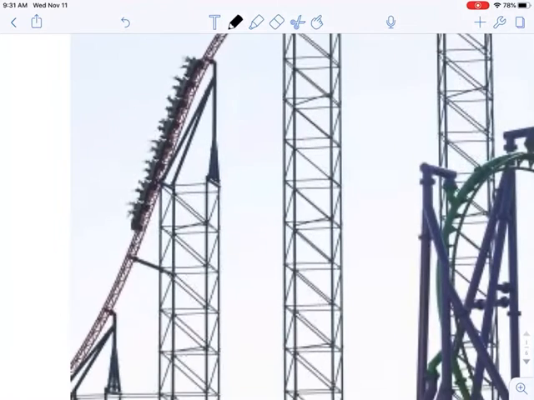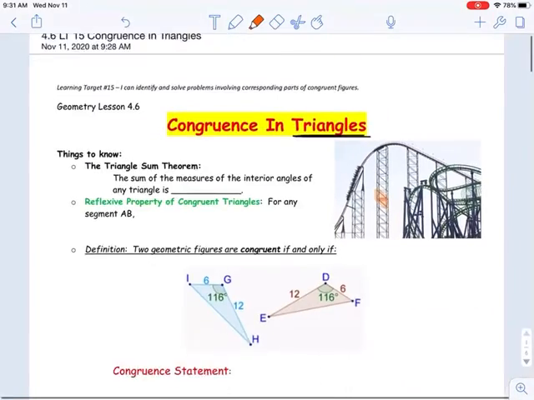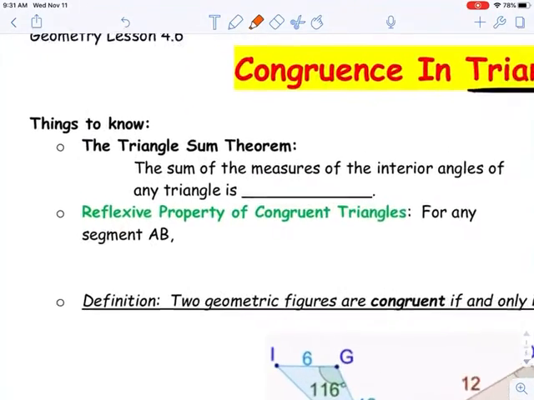All right, and look, triangles are everywhere. Here's a roller coaster. Look at just a bunch of triangles everywhere. So neat, so important to our daily lives. All right, so things to know.